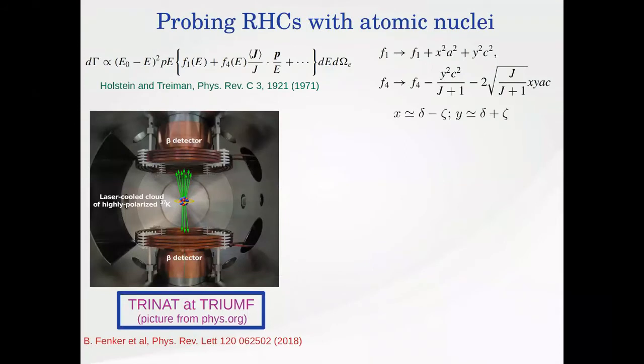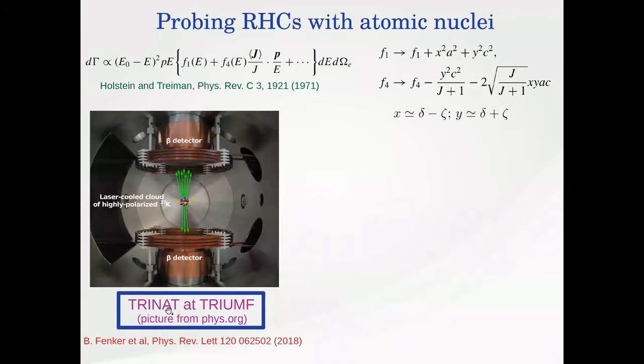And how do you want to probe for right-handed currents using nuclei? Holstein and Treiman in the 70s gave us a formalism which relates the right-handed coupling constants, the right-handed physics, to observables in terms of these so-called spectral functions, F1, F4, and so on, which are related to the vector and the axial vector, or the Fermi and Gamow-Teller form factors for the decay.